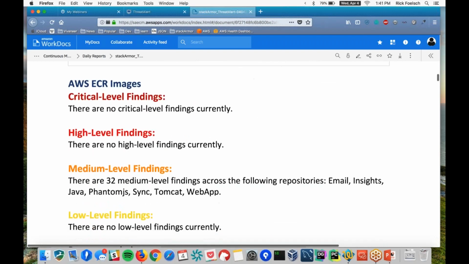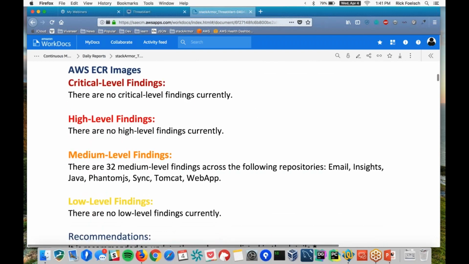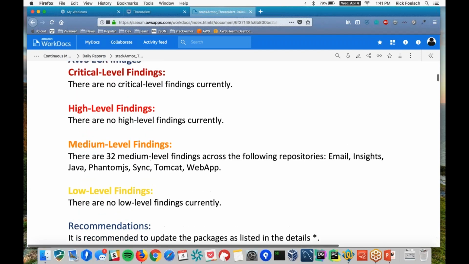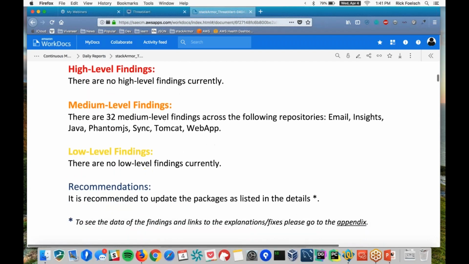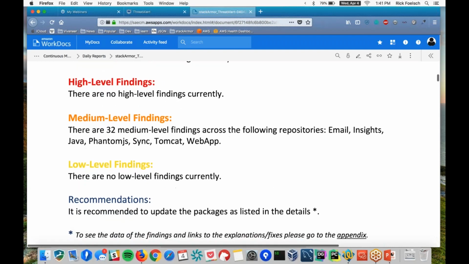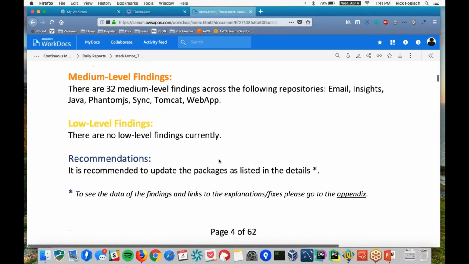And we give you a quick, text-based analysis. No critical level findings. Again, we're using NIST, a trusted source of severity guidance, to let you know where we're seeing these things. High level findings, nothing this time. Okay, medium level. Yes, we've got 32 medium levels in your repositories. Here are the repositories. What's the recommendation? Well, because we provide the data and it's only 32 between various repositories, we're pretty much going to say you need to update those particular packages.